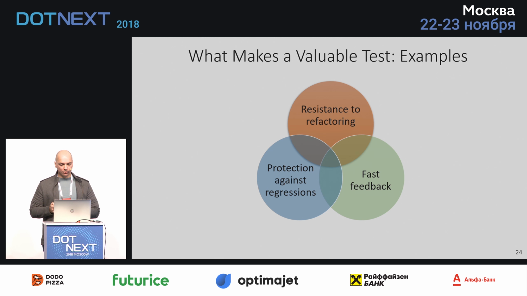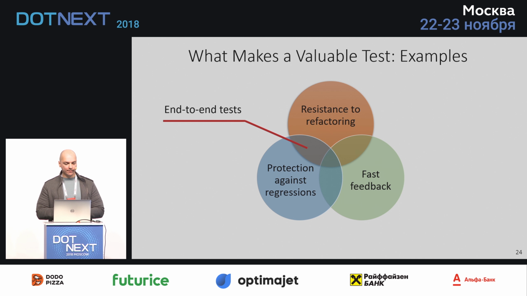So if we go back to this diagram, we can put end-to-end tests at this intersection. They have good protection against regressions. They have good resistance to refactoring, but the component they lack is speed. They are slow.